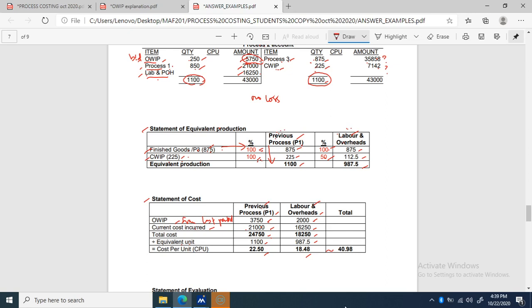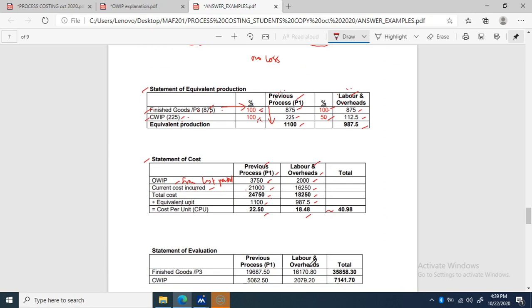Now we have to prepare the statement of evaluation to get the value of finished goods and CWIP. Refer to statement number 1. We have finished goods, process 3, and we have CWIP here. How to get the value? Refer to the quantity. Finished goods 875 times CPU 22.5, so you get the value 19,687.5. The same goes for labor and overhead.